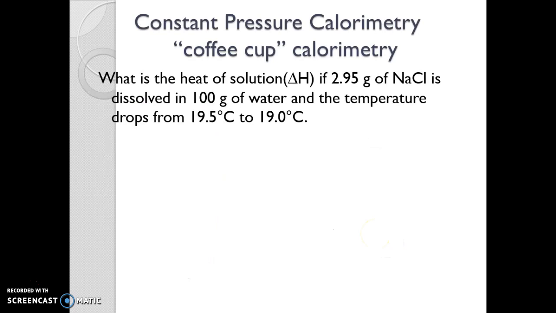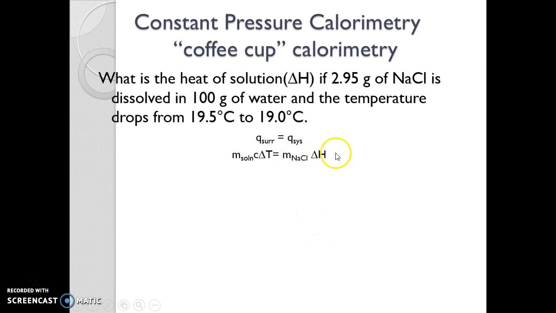So example, we're going to dissolve sodium chloride in water. We want to know what the specific heat of solution for that sodium chloride is. Q system is equal to Q surroundings. In this case, the surroundings, now here's where you got to be careful. The surroundings is actually the solution. Solution is not just water, but it's also the salt. So the mass of the solution is actually the total mass of the water and the salt combined.